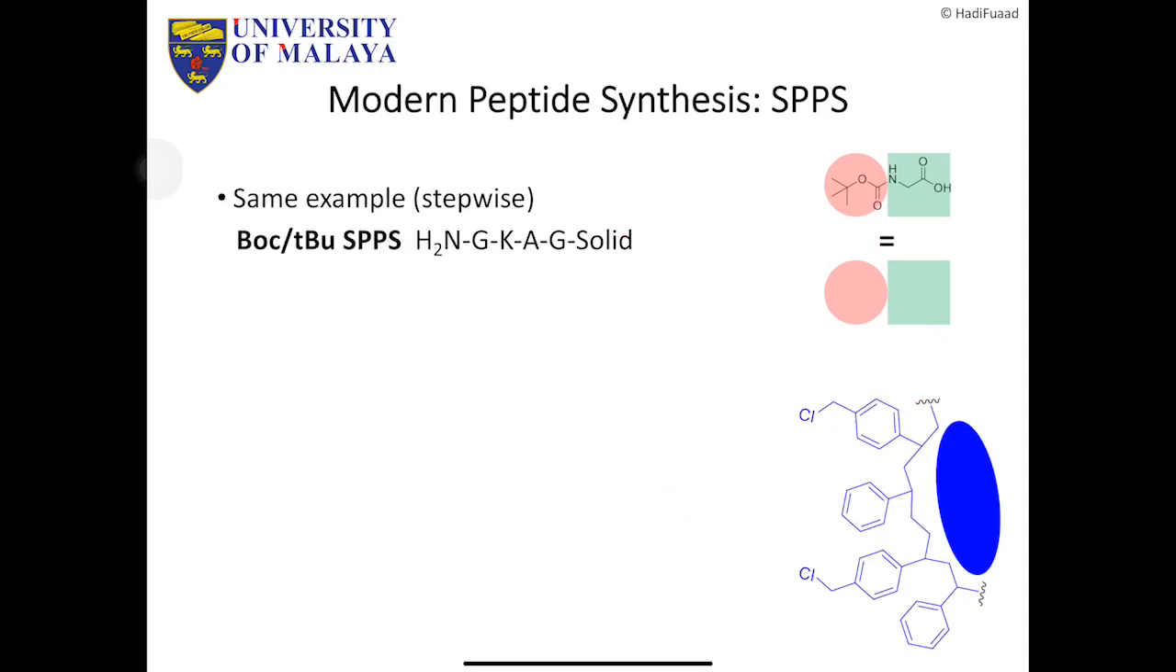So how do you actually do it chemically? You have your solid support down here, and you have your amino acid main body in a green square, and your Boc protecting group in red. For simplicity, I'll just use a red circle and a square. Square means amino acid, and circle means it's a Boc protecting group.